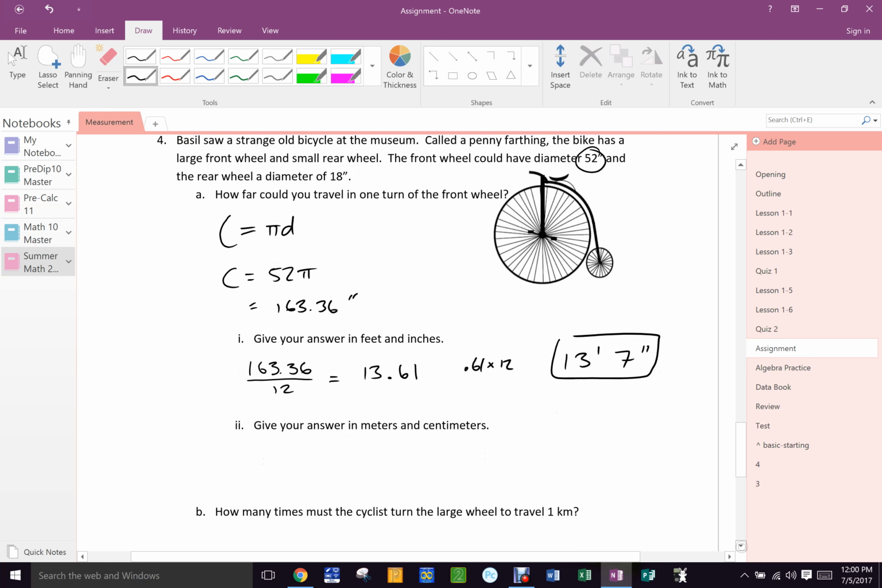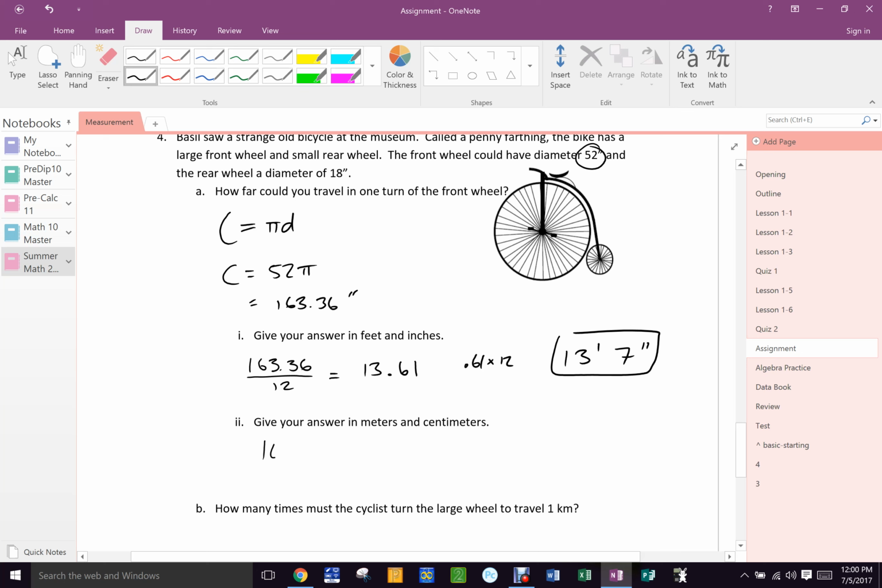Now I want it in meters and centimeters. Well, the easiest way to do that is 163.36 inches. Convert it to centimeters. I want centimeters, so it's 2.54 centimeters. I don't care about the 1, so it's multiply. And I get 414.94. But I want the answer in meters. So I got to move the decimal 2 places. 4 meters and 0.94 centimeters is really 15 centimeters.